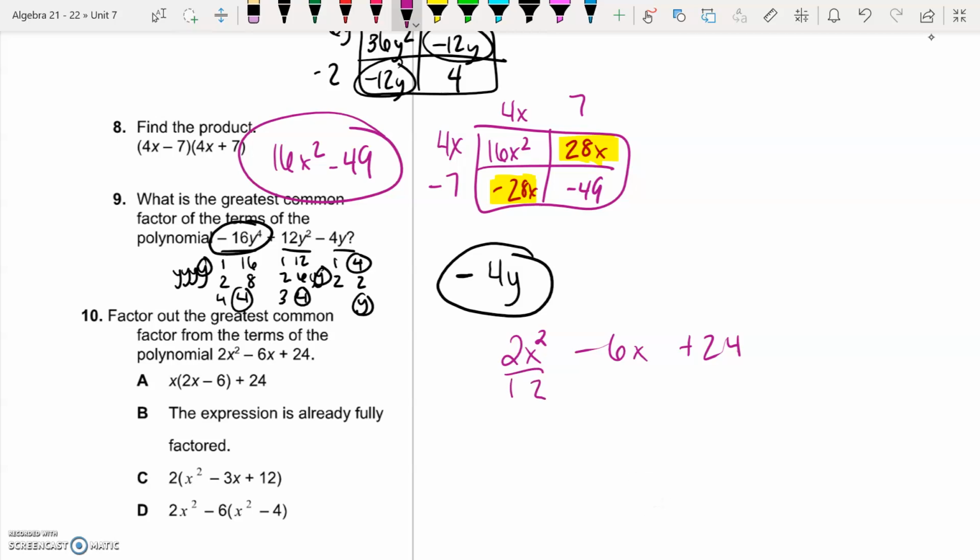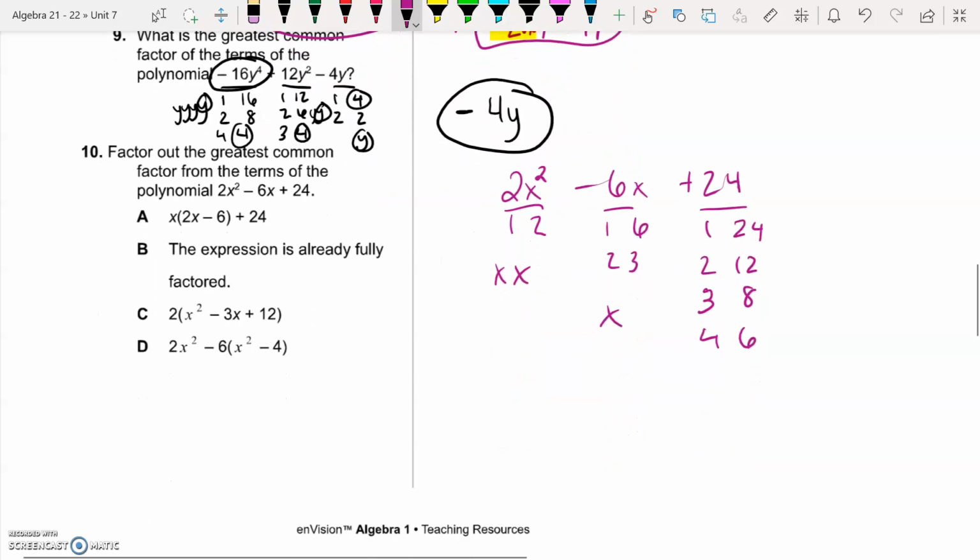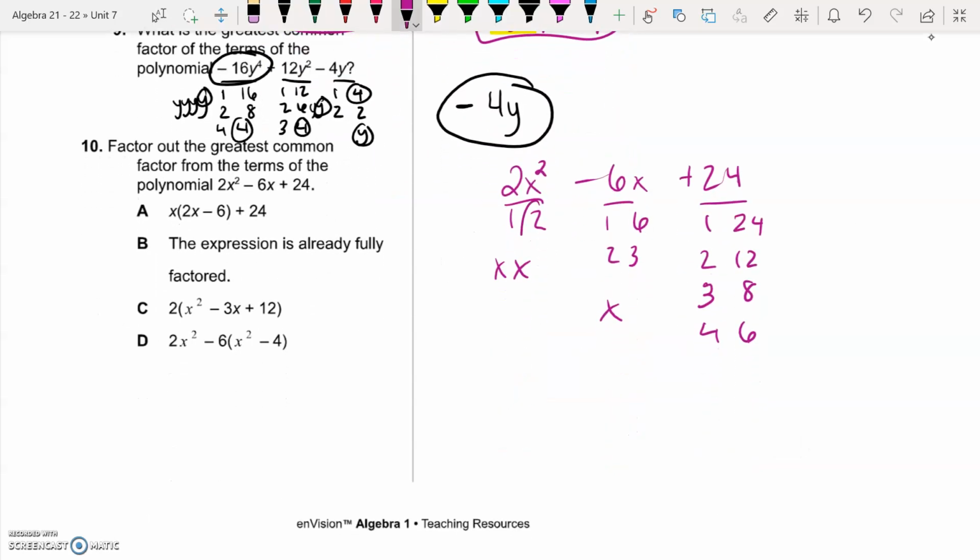Okay, so I'm going to do 1 and 2, 1 and 6, 2 and 3, 1 and 24, 2 and 12, 3 and 8, 4 and 6, and I'm going to have 2 x's and 1 x. So I'm going to circle. There are no x's to factor out, but if you think about it, I can take a 2 out of all of them. So the GCF would be a 2.